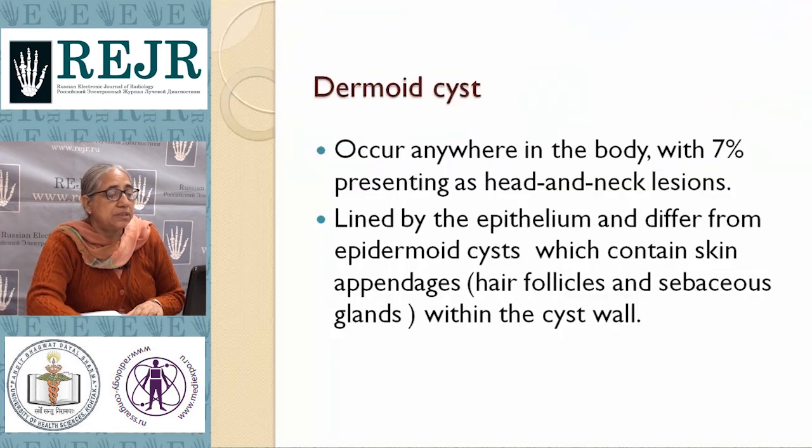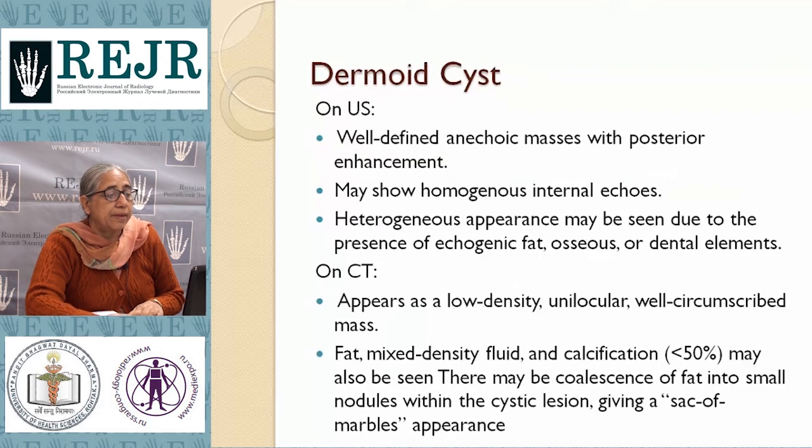A dermoid cyst occurs anywhere in the body, with 7% presenting as head and neck lesions. They are lined by epithelium and differ from the epidermoid cysts, which contain skin appendages, hair follicles, and sebaceous glands within the cyst wall. On ultrasound, it is seen as a well-defined anechoic mass with posterior enhancement.